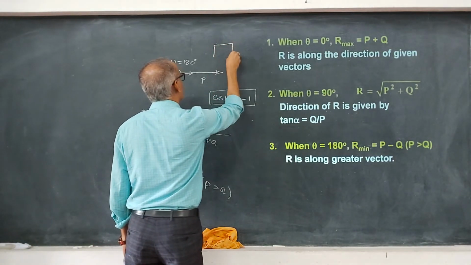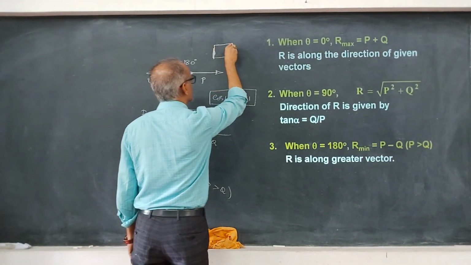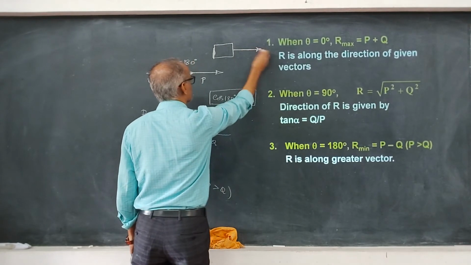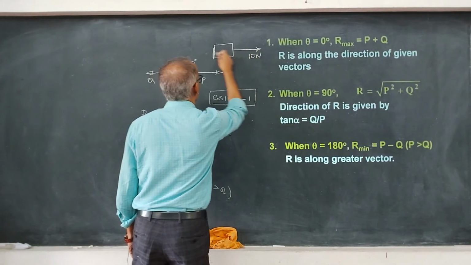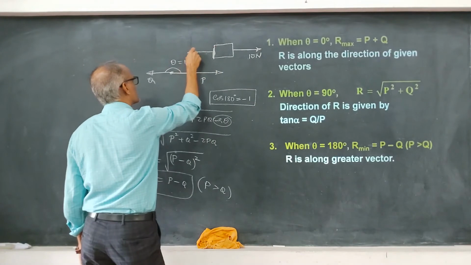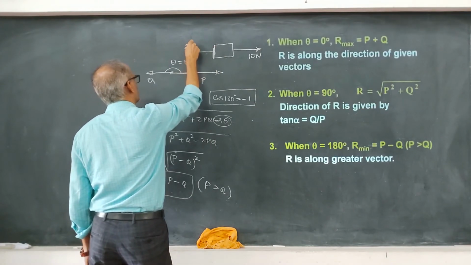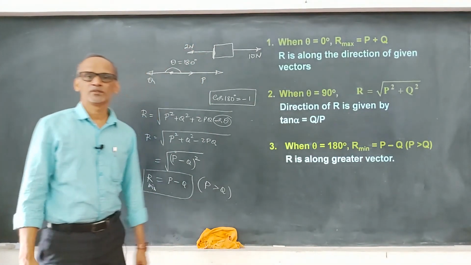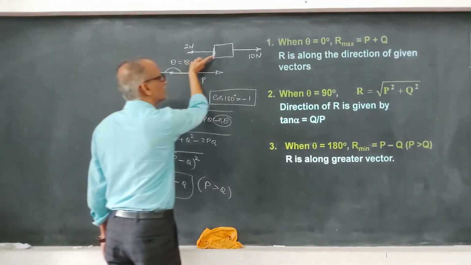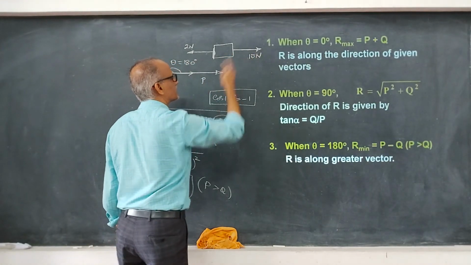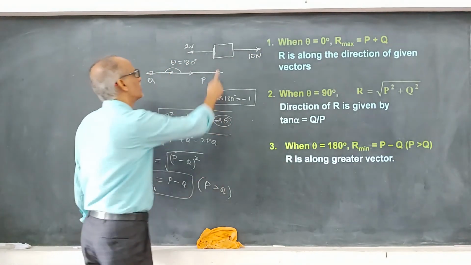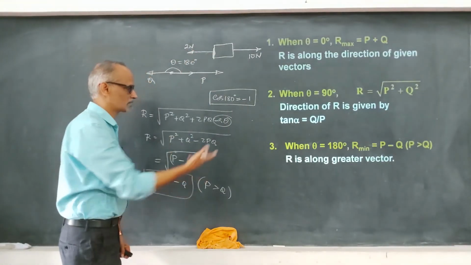You take the example of a block. A person is pulling the block here in this direction with a force of 10 Newton. Another man is pulling the block in this direction with a force of 2 Newton. Now in which direction does the block move? Obviously it will move in this direction. Why? Because this is greater. Can the block move in this direction? Not possible. So that is what we can understand.